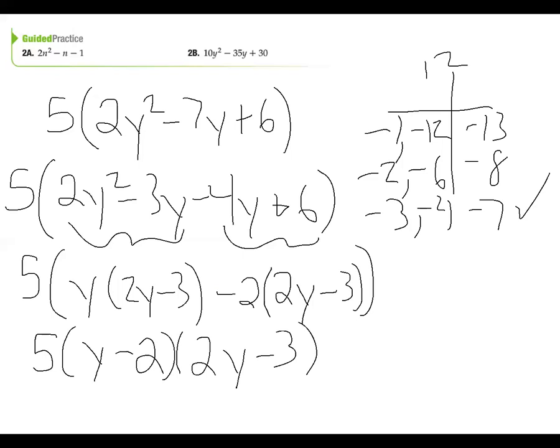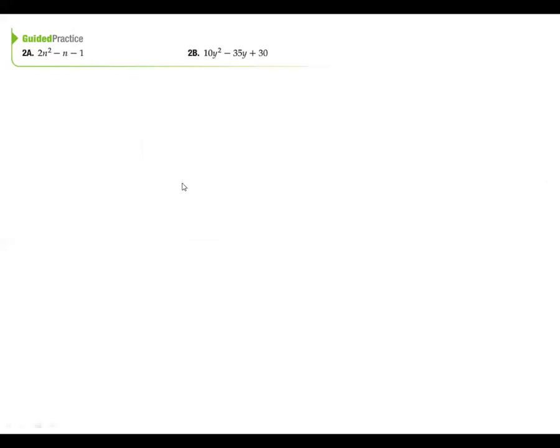Okie dokie? All right. A polynomial that cannot be written as a product of two polynomials with integer coefficients, I should say, is called a prime polynomial. So look at this one. Factor 4x squared minus 3x plus 5 if possible. If the polynomial cannot be factored, you just write prime.